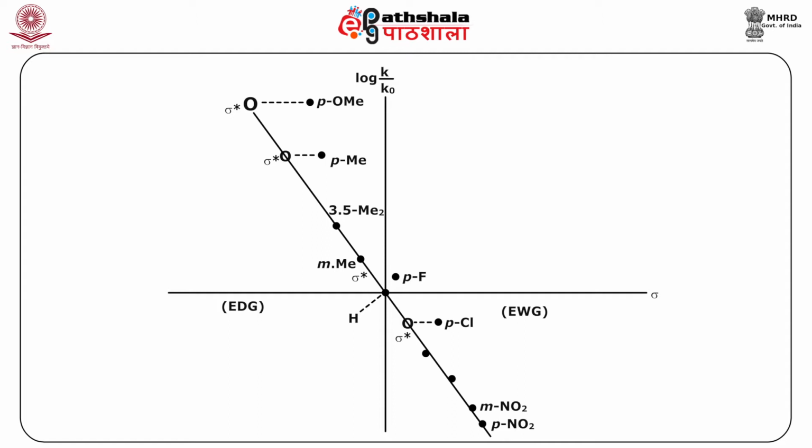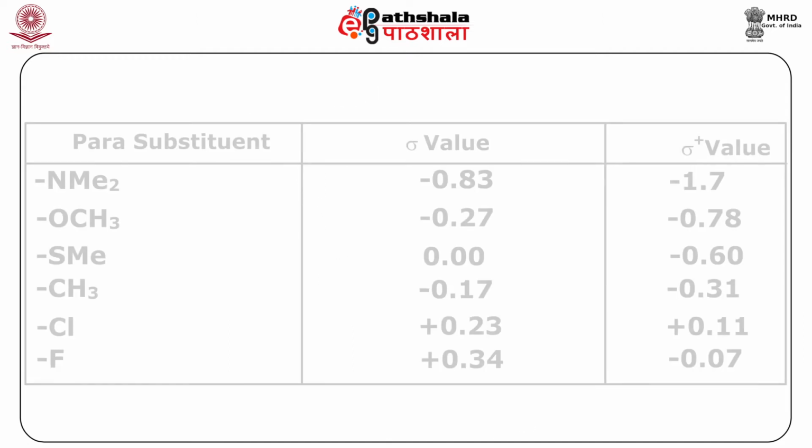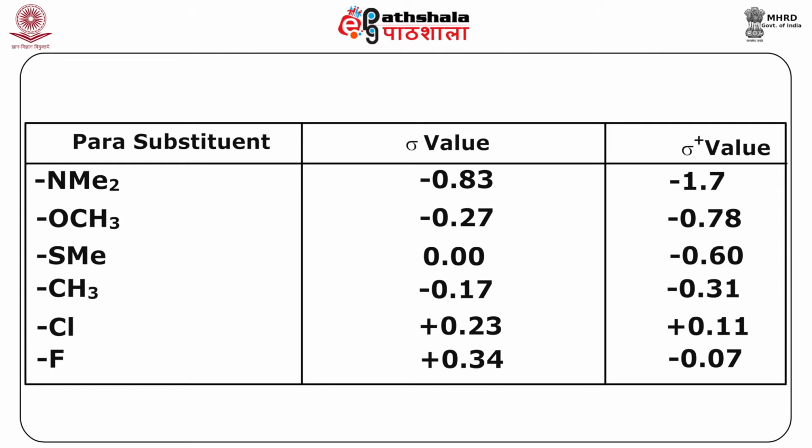Now, you can see how we had extrapolated for the para substituted cumyl chlorides in the original Hammett curve and how we had extrapolated. A look into the sum of these sigma plus values is presented here. Now, you can see for the para substituted cumyl chlorides how the value of sigma and sigma plus is varying.